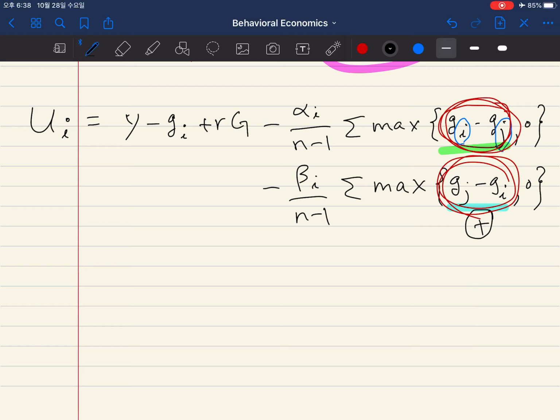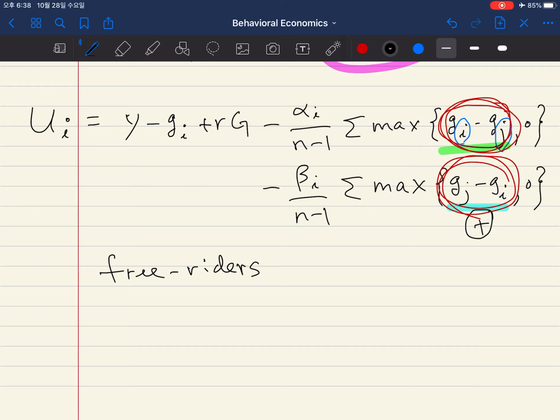So using this expression for utility function, we can talk about free riders. In particular, we can talk about who these free riders are in this public good game.